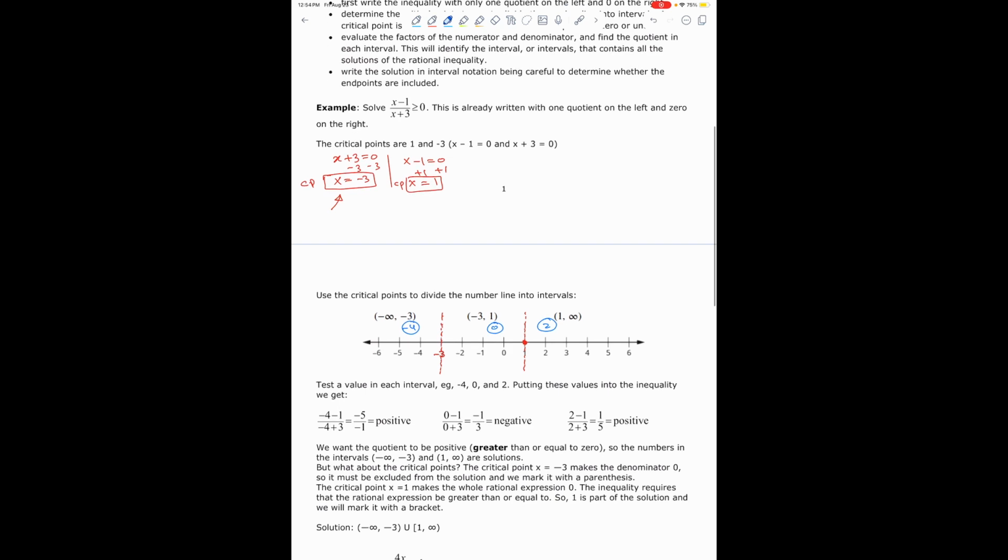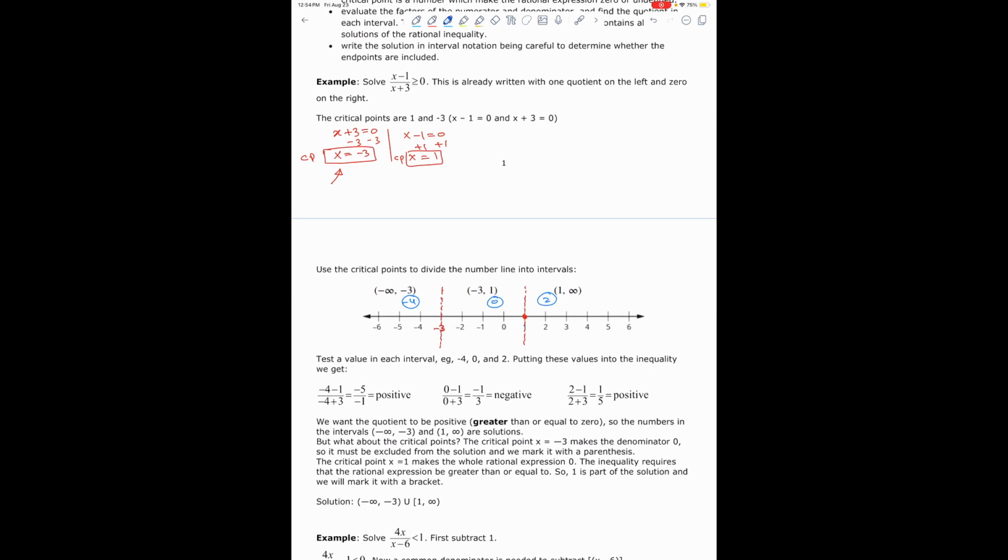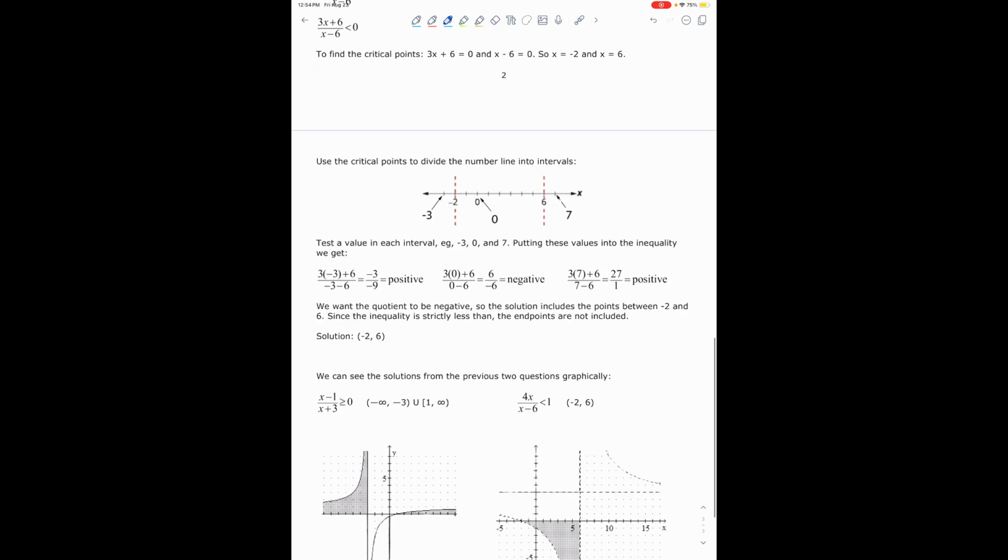If I test it, if I plug negative 4, for example, in each of these intervals, so this is included, we said, so I'm going to put a solid line here. If we test, we basically replace the x in the inequality with the testing point. So if I do that, I will get negative 4 minus 1 over negative 4 plus 3.